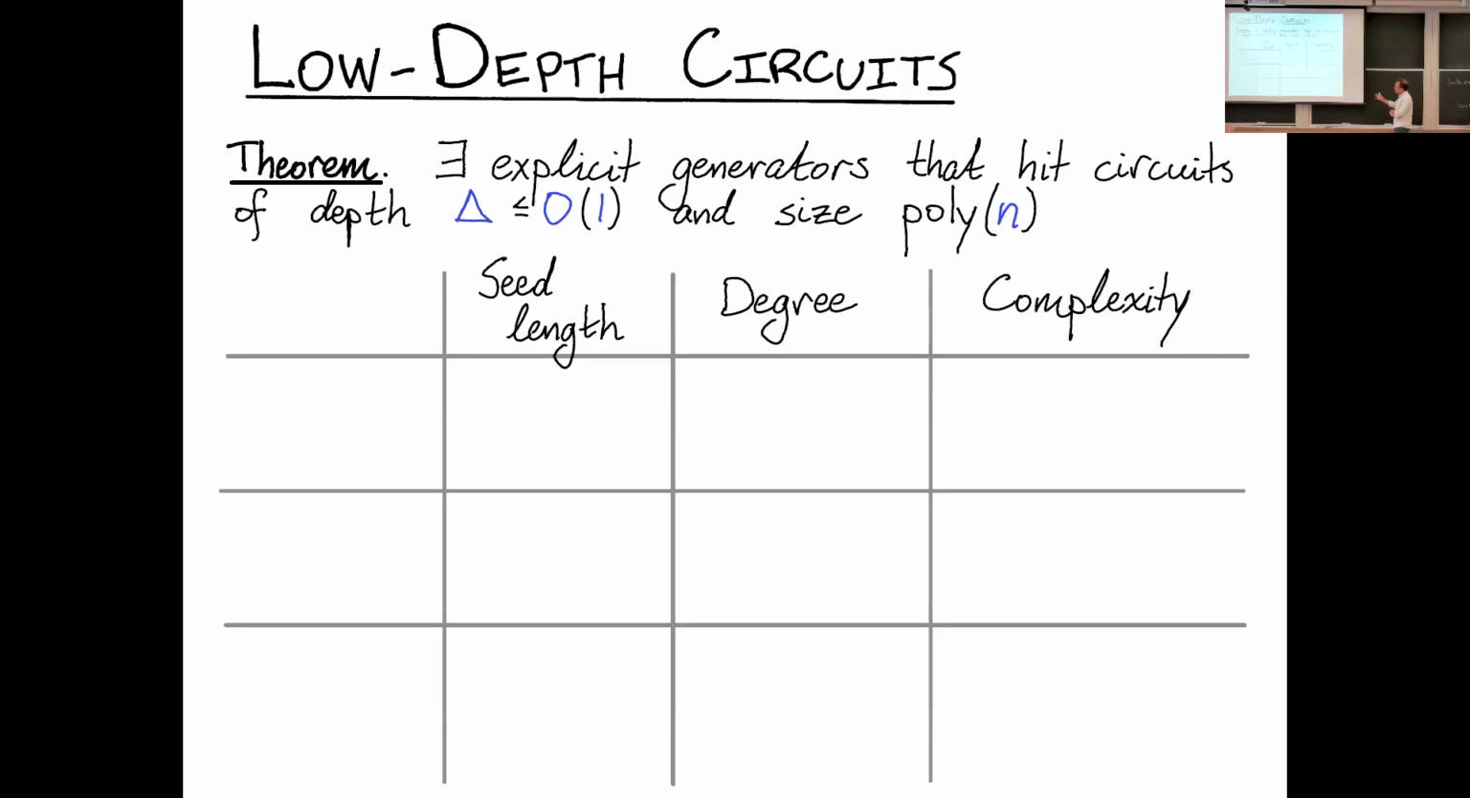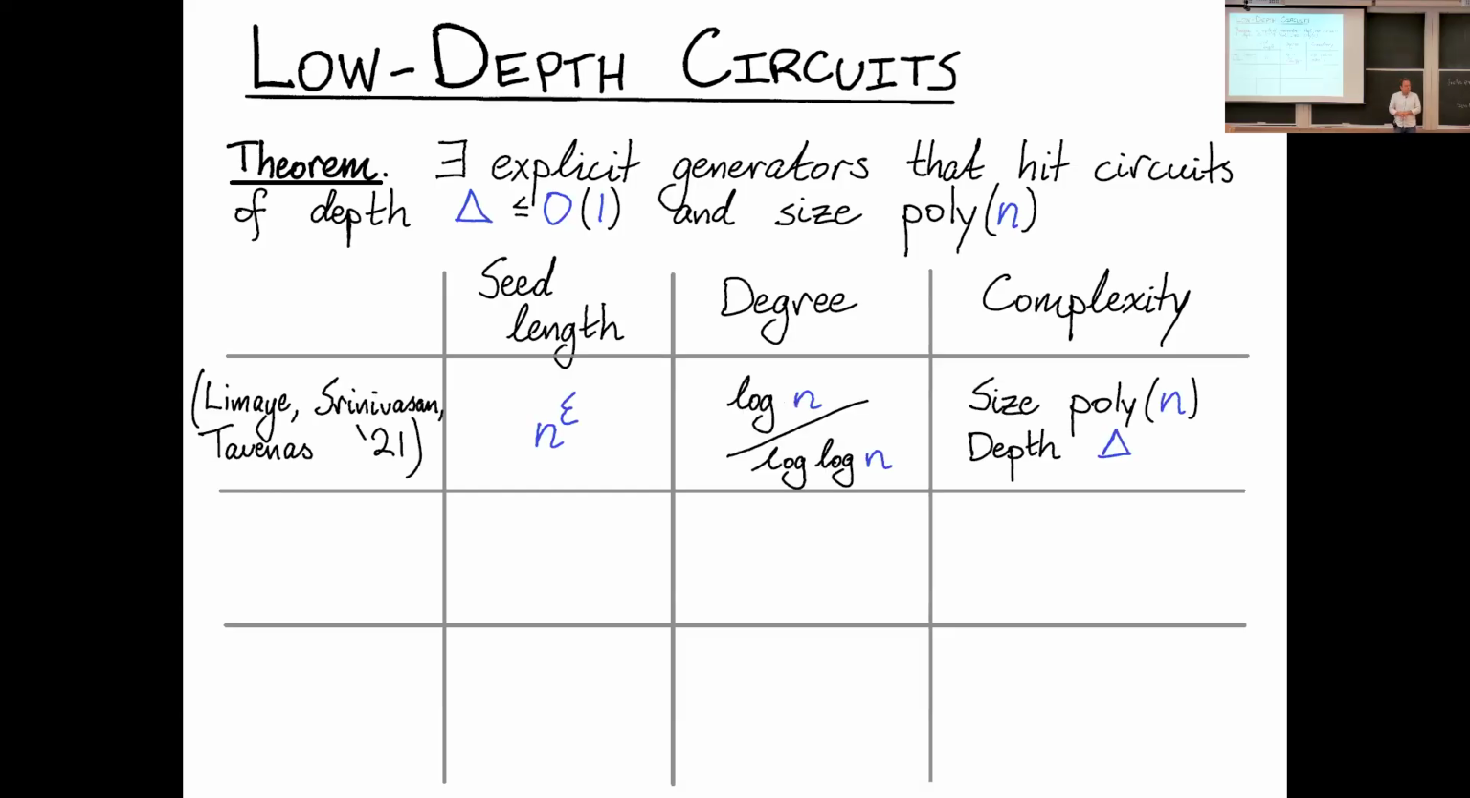So I'll tell you about 3 different generator constructions, and we can compare the different parameters they get. The first construction of hitting set generators for this class of circuits is due to this wonderful work by Lemaya, Srinivasan, and Tavanas, where they proved super polynomial lower bounds for low depth arithmetic circuits. And as a corollary, using some hardness randomness work, they were able to design hitting set generators. Now their generator has seed length n to the epsilon for your favorite constant epsilon. It has degree log n over log log n, so fairly low degree.